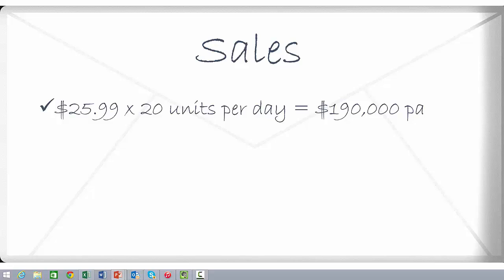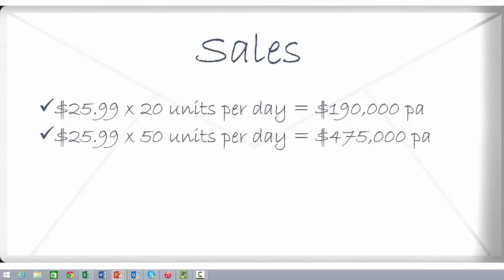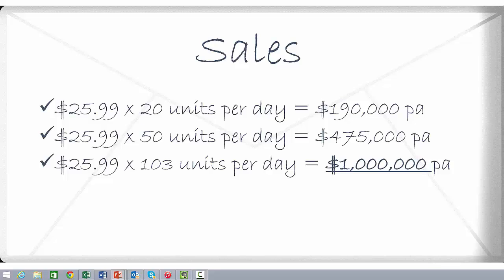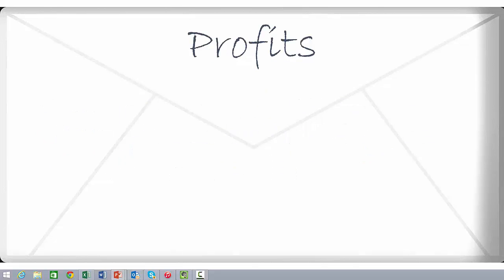So at $25.99, 20 units a day, it's going to equal $190,000 per annum. 50 units a day, $475,000 per annum. 103 units a day, we're going to get to $1 million. So then we can do some quick calculations on that in terms of profit.